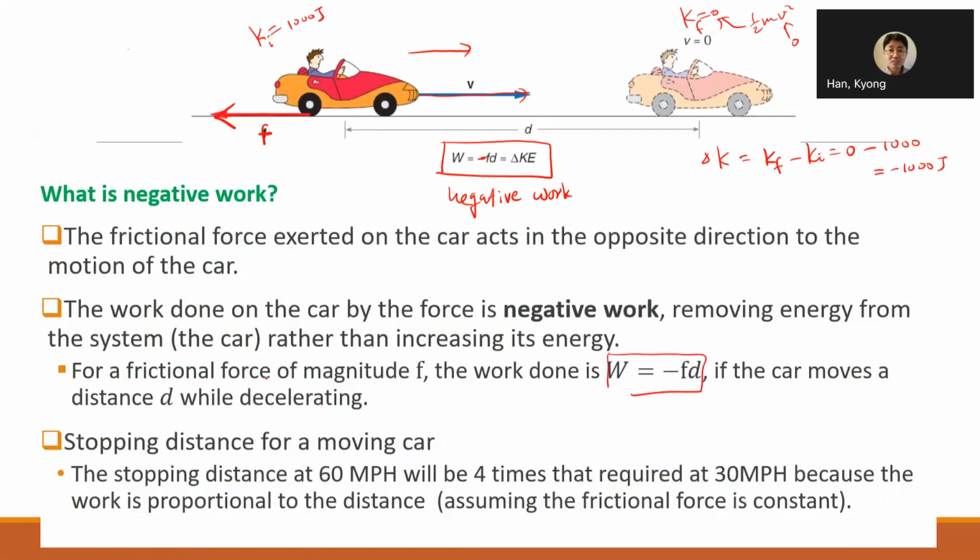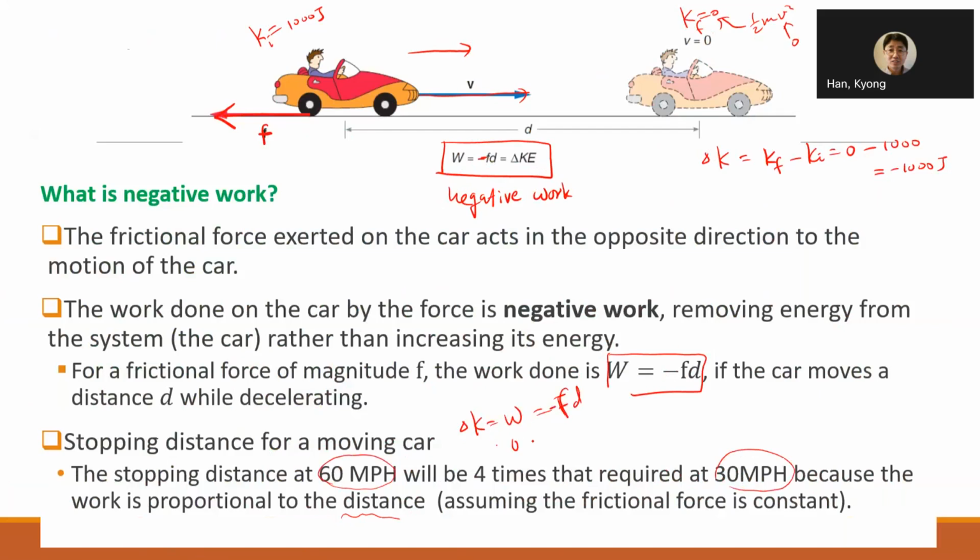If the car moves a distance d while decelerating, the stopping distance of a moving car at 60 miles per hour will be 4 times that required at 30 miles per hour, because the work is proportional to the distance. But the speed is only 2 times. Why? Because its kinetic energy depends on v squared, 1/2 mv squared. Delta K is a work, that is Fd, but delta K is negative, so negative F friction times d.